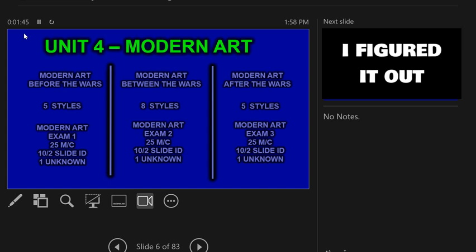The second part of Unit 4 will be modern art between the wars, between World War I and World War II. And then the test is done the same way. That has 8 styles of art that I'm going to discuss. It's a lot. Then we'll take that test, structured the same way as the first one. And then when that's done, we will look at modern art after World War II, and there are 5 styles that I'm going to look at.